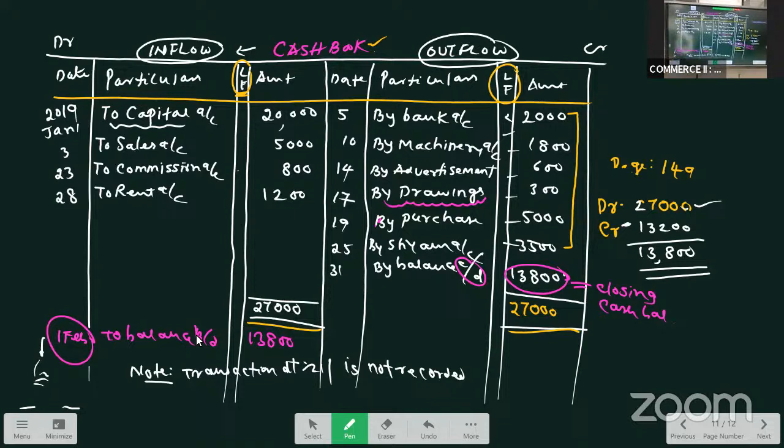This is the first problem of your simple cash book, page number 149. Our intention is actually to learn 3-column cash book, but then why did I start with simple column cash book? Because the same rule we will apply in 3-column cash book also. We apply the same debit and credit rule while preparing 3-column cash book. So it is always better that we start with simple column cash book. It will be easy for you to grasp and understand. So going forward, I'll take one more simple column cash book.